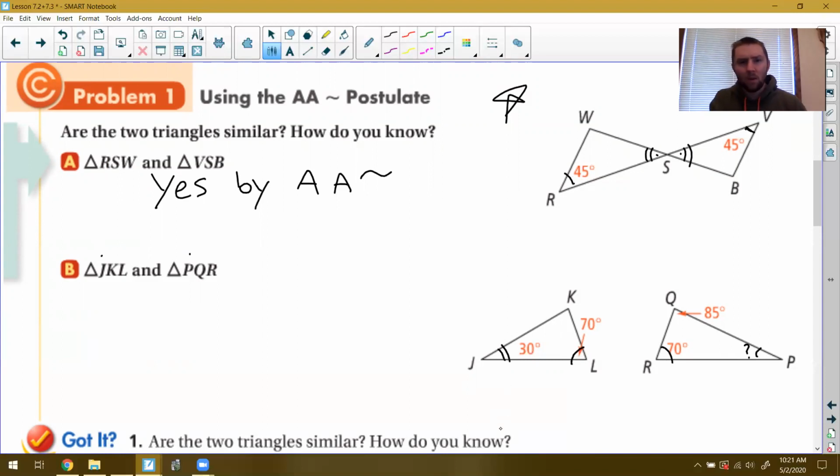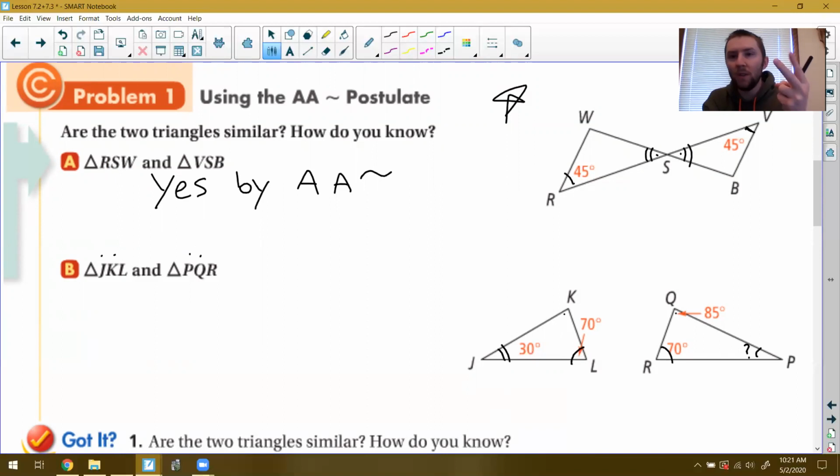So can I find angle P? Or in the other case, I would need K goes with Q. I know Q is 85. I don't know K. Could I find K? Well, the answer is yes, because in both of these triangles, I know two of the angle measures, right?